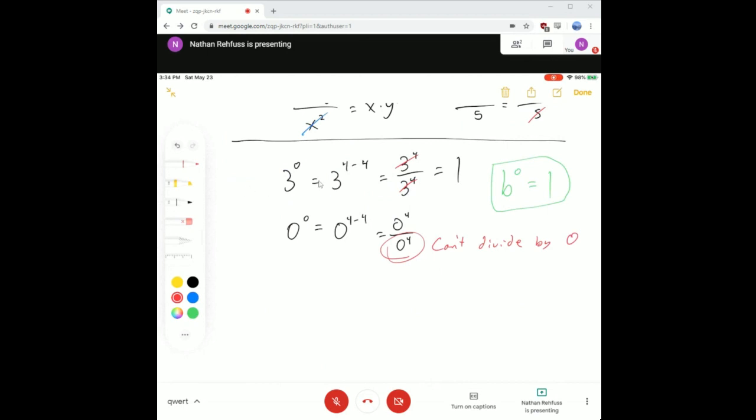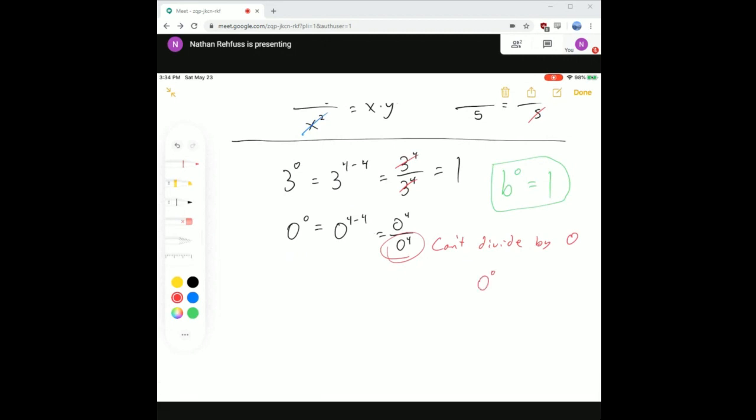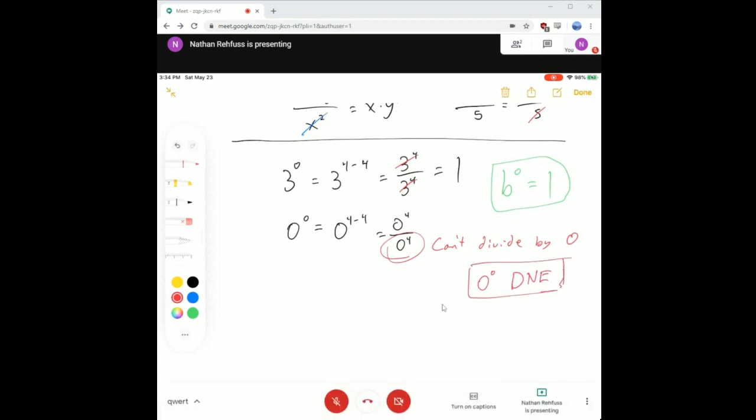This argument works for any number: 3, 2, 5, negative 10, except for 0. So 0 to the 0, we're going to write does not exist. It's undefined. There is no way to work with that expression. It's not a number.